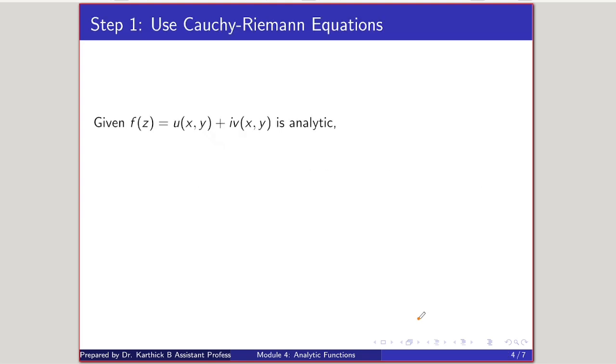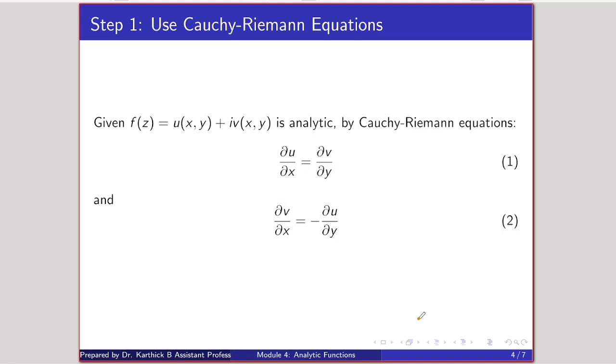Now we consider that the given function is analytic. Analytic means it will satisfy the CR equations. That is ux equal to vy, written here in the general form, and vx will be equal to minus uy.